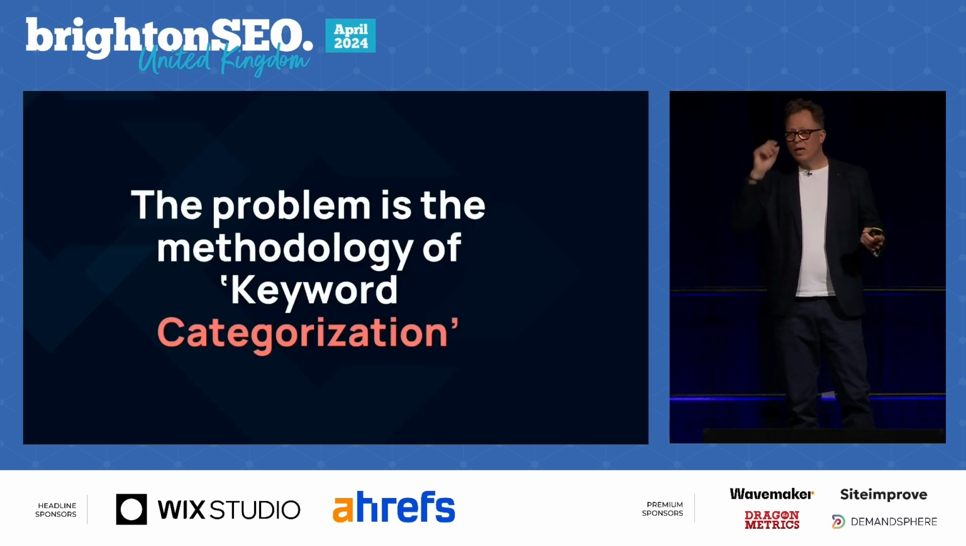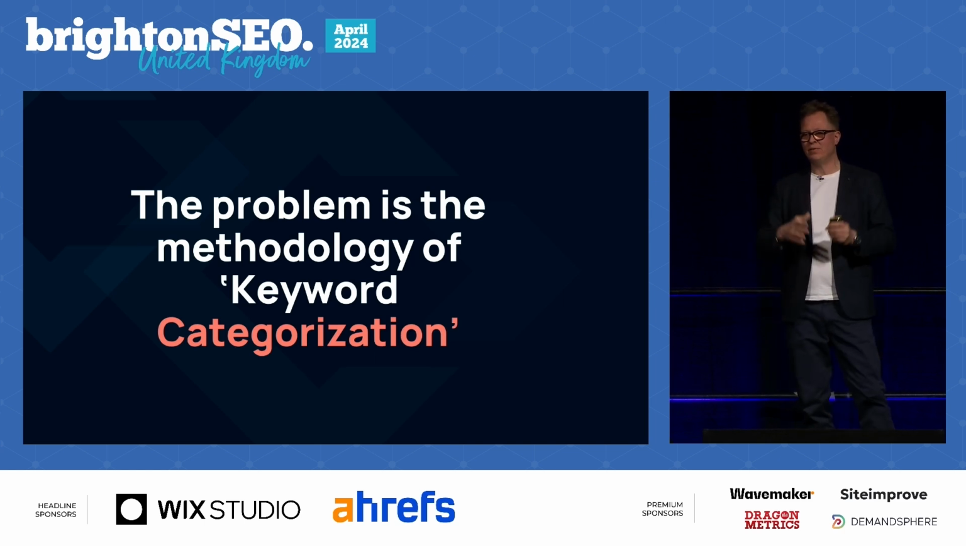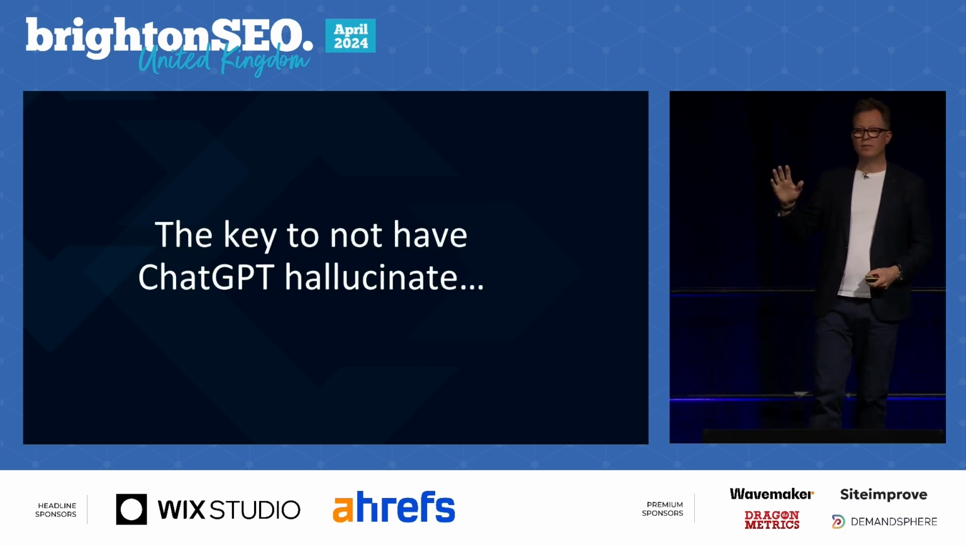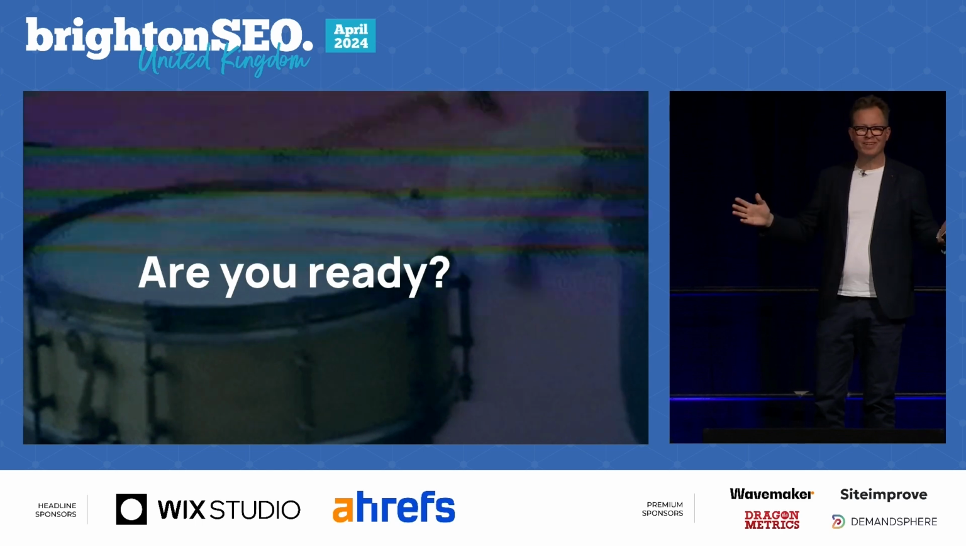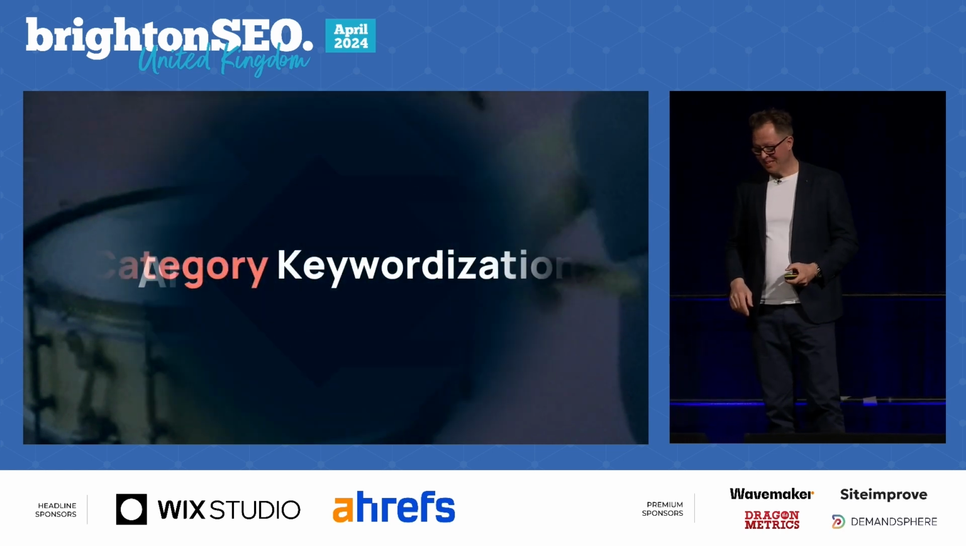So I went back and forth, how could I find a method which wouldn't make ChatGPT hallucinate? And I went back to the root of the problem, and the root of the problem was actually the whole methodology of keyword categorization. It's a method we've worked with since 1990 something. The idea of having keywords and having them create categories on that basis. So actually the key to not have ChatGPT hallucinate was a little bit different. So, are you ready? This will be brilliant. And tongue twisting, I can see.